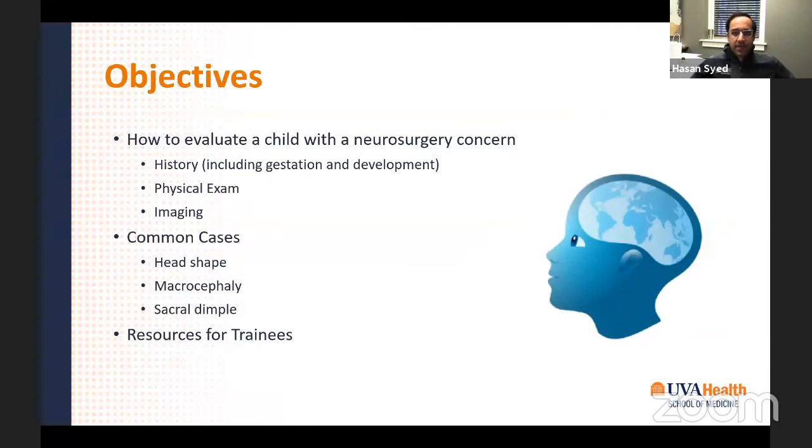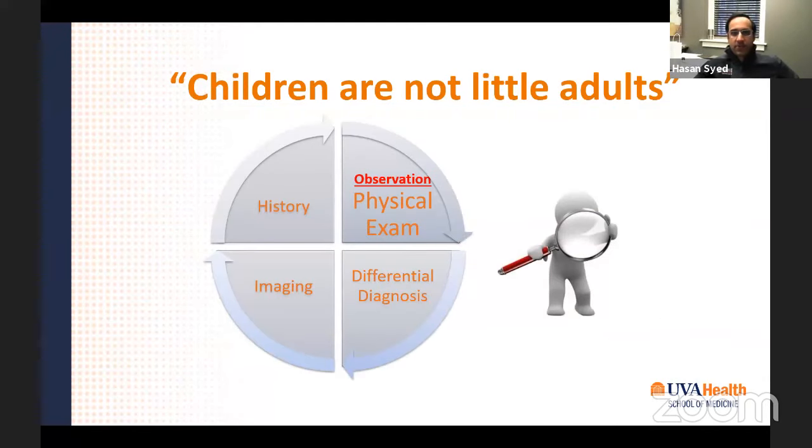So just talking a little bit about the objectives for today, I want to cover how to evaluate a child with a neurosurgery concern, including the things that we already know in terms of history, physical exam, and imaging studies if needed. And throughout the presentation, I'll talk about common cases that you might encounter. Mainly they focus on head shape, macrocephaly, and sacral dimples, and we'll finally conclude with some resources for the trainees.